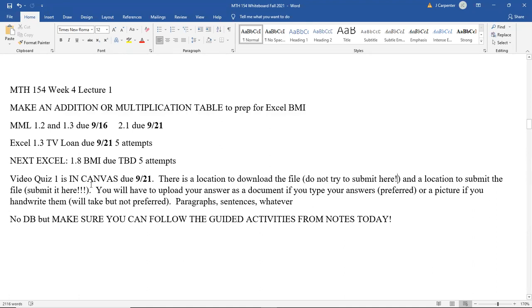Cruise control. So you will have to upload your answers as a document if you type your answers. You could use Word or anything like that, Notepad. I do prefer that they're typed because it just makes it easier for me to read, but I certainly am not going to make anyone type them. If you prefer to handwrite your answers, you can just snap a picture with your cell phone or whatever and upload it as an image file, as a picture file.